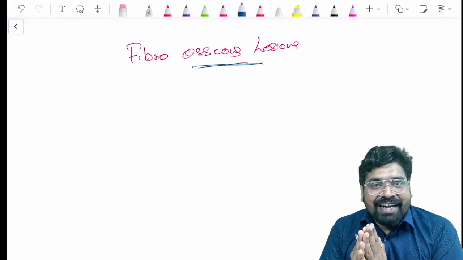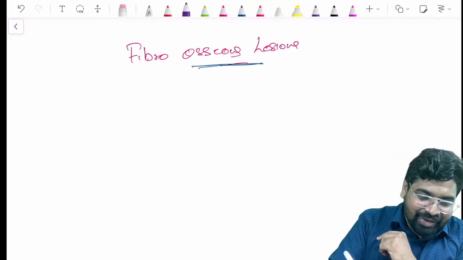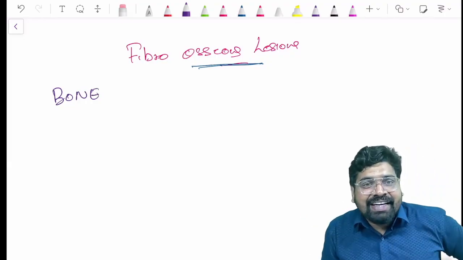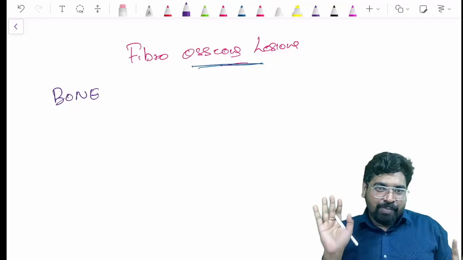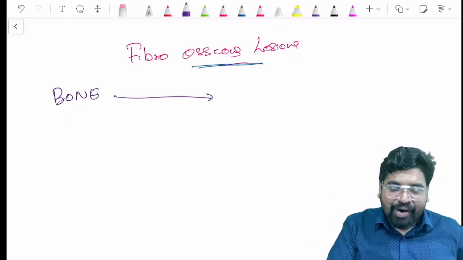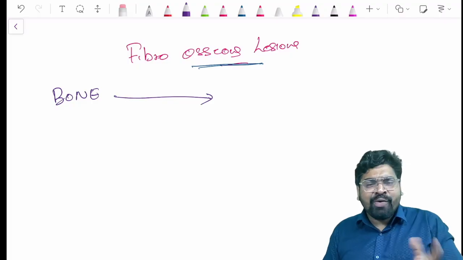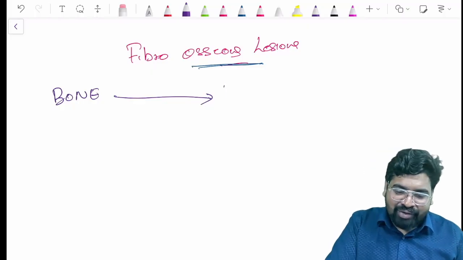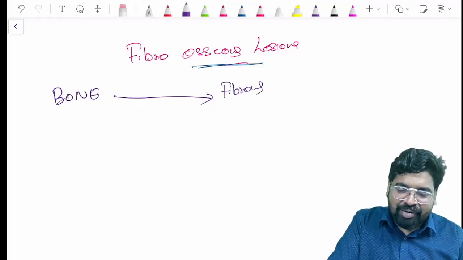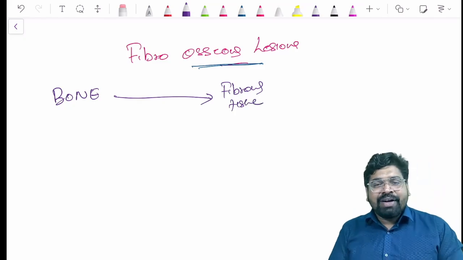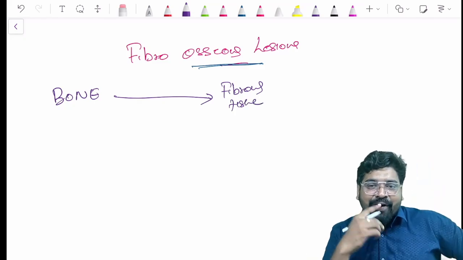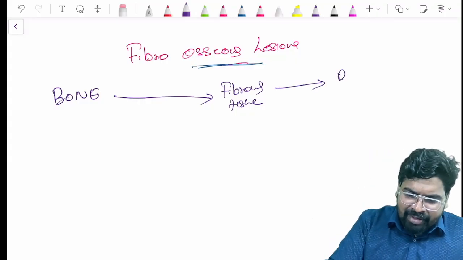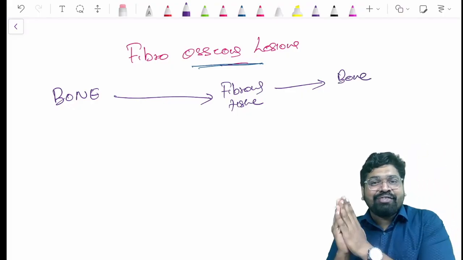See, you may see that there is a bone here. We have a normal bone here. Our bone was perfect, right? We had a good bone. Now our body will think, why is there a bone here, let's convert it into some fibrous tissue. So I have converted it into some fibrous tissue. Once the fibrous tissue is formed, now the body is thinking, why is there fibrous tissue, let's convert it into a bone. So this is what happens in fibrous lesions.